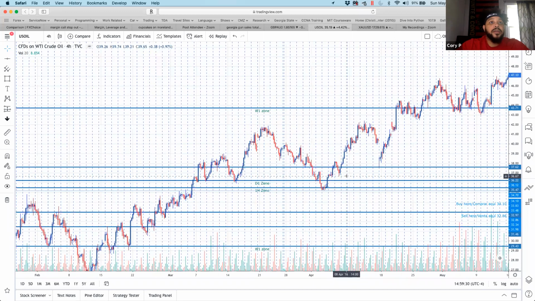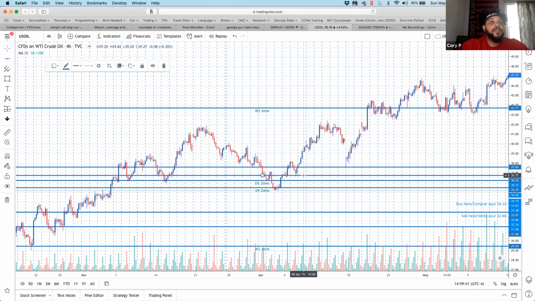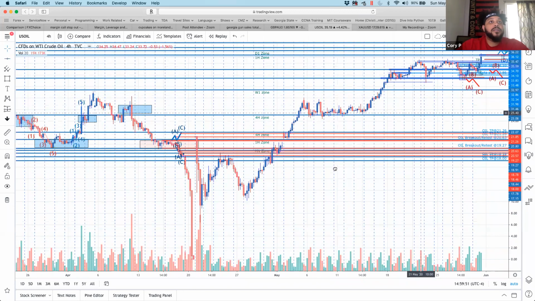Right here. Here is another target we can use right here. Wick rejection, that's how you find your targets. Look left, find the wick, and that's where you can try to get it to, right? And now let me reset it and get back over here to live action.